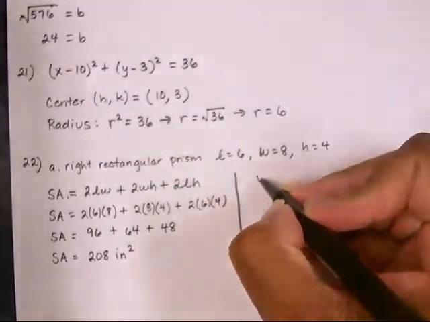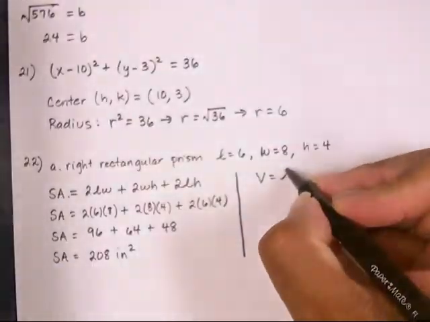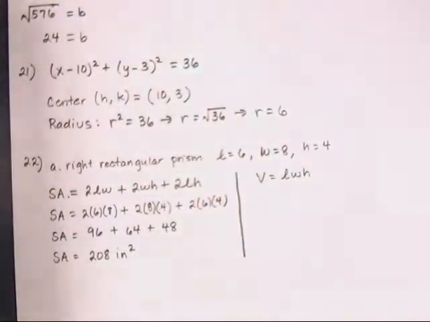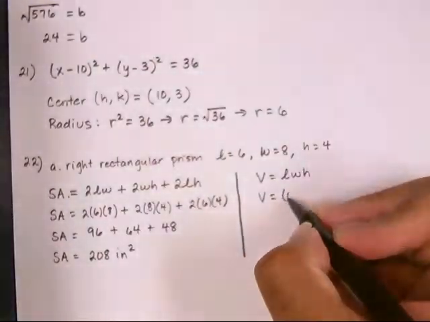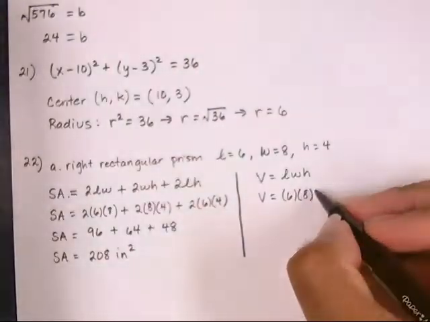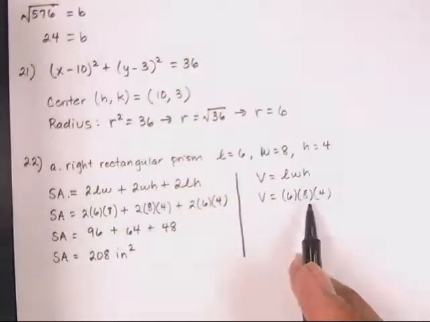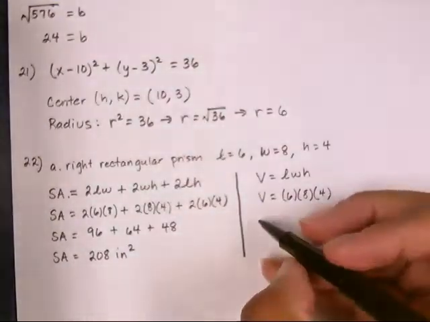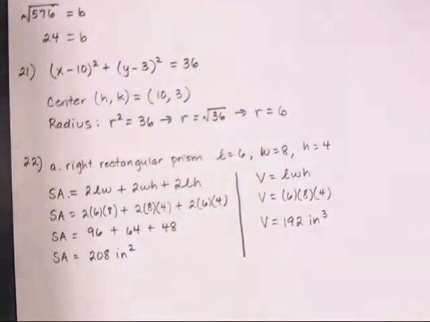And now for the volume. The volume of a right rectangular prism is simply going to be length times the width times the height. Here in this case, your length is 6, the width is 8, and the height is going to be 4. So if I multiply 6 times 8 times 4, I would get a volume of 192, and this is going to be in cubic inches. So that volume in cubic inches will be 192 cubic inches.